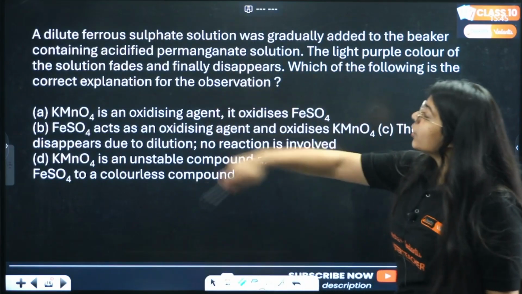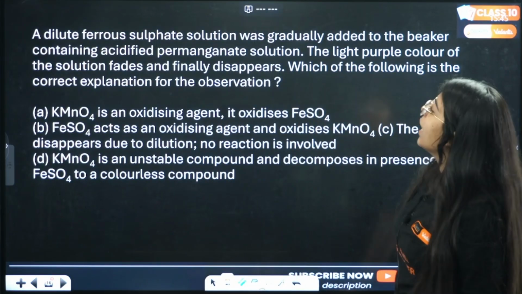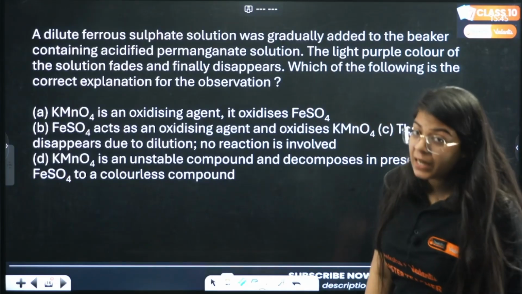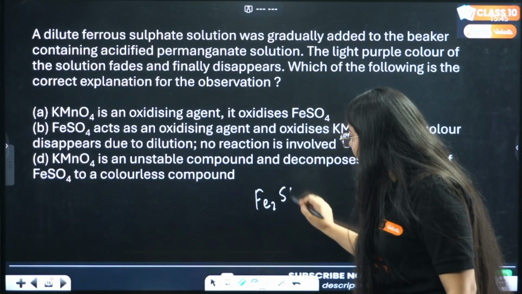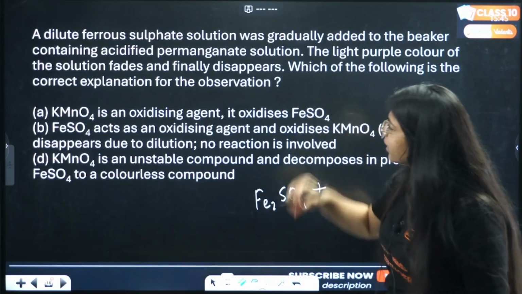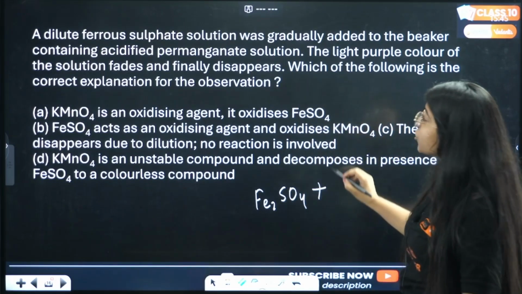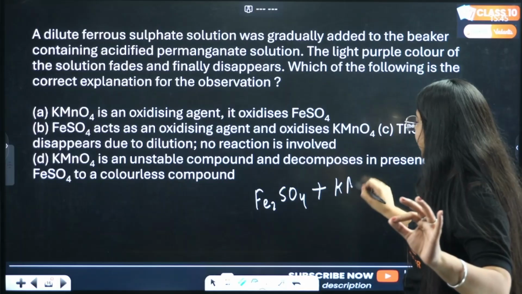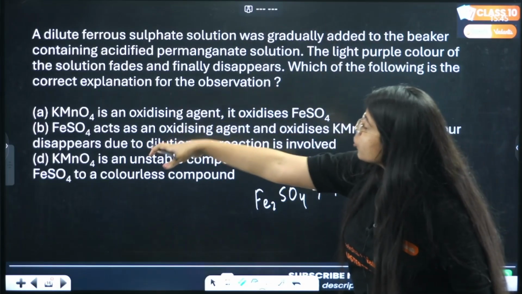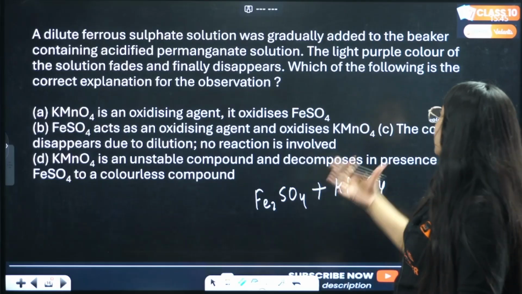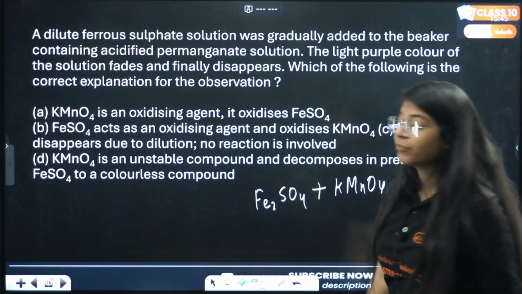Now, a dilute ferrous sulfate solution was gradually added to the beaker. There is a solution of ferrous sulfate, FeSO4, gradually added to the beaker containing acidified permanganate, that is KMnO4. Now, the light purple color of the solution fades and finally disappears. Which of the following is the correct explanation of the observation?